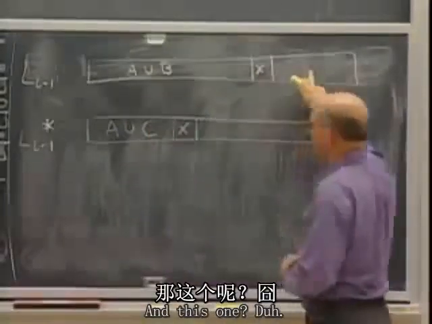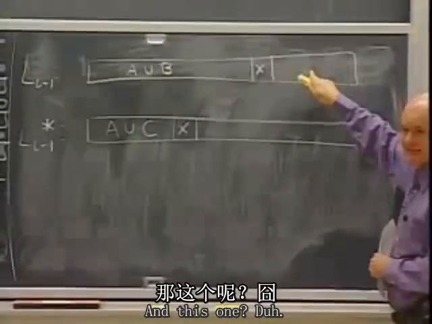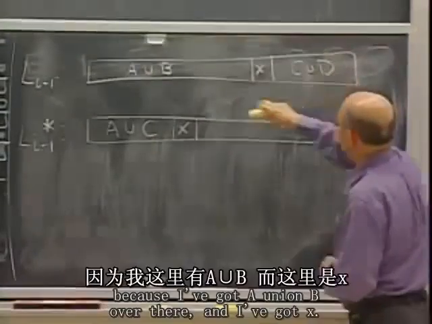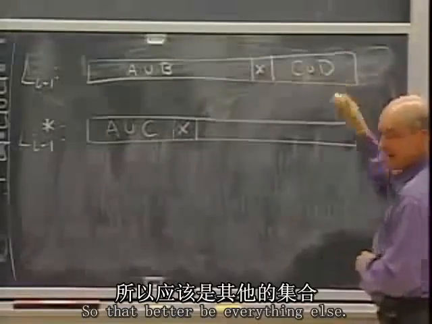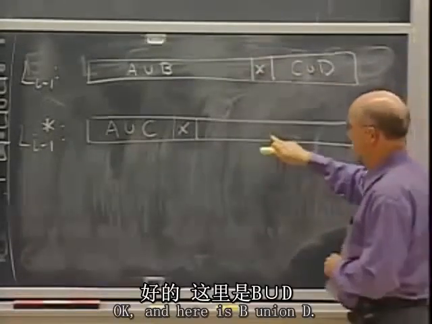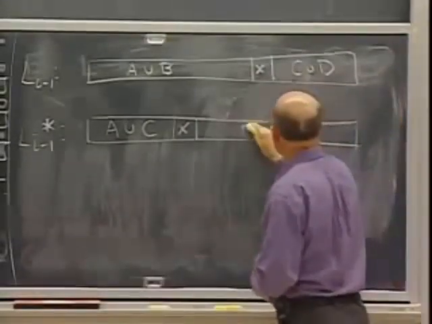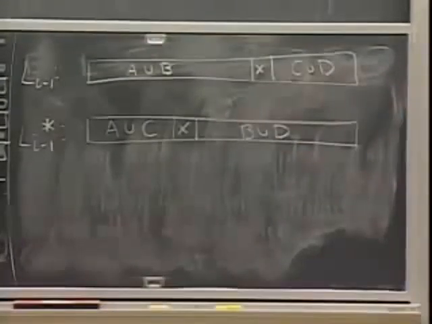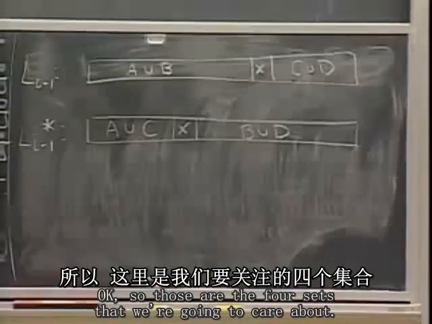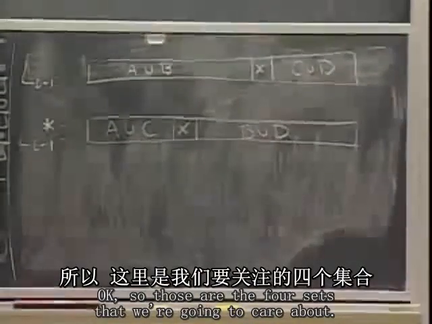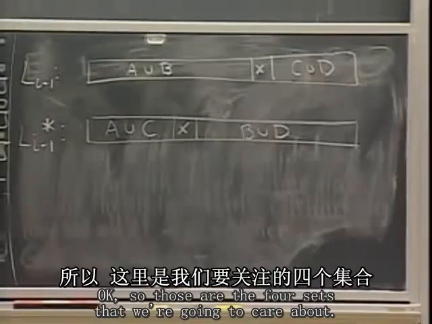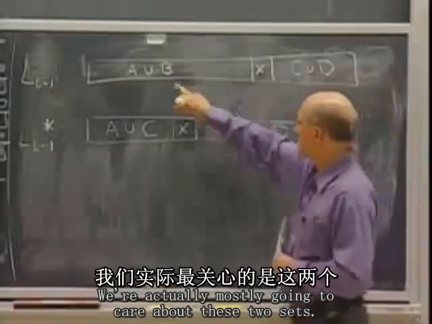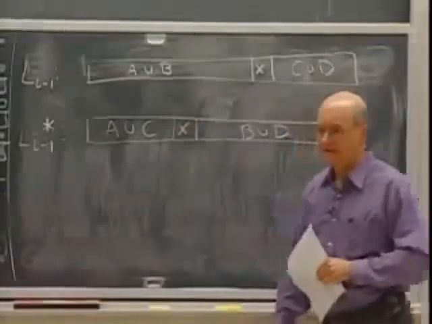And this one? Yeah, that better be C union D, because I got A union B over there, and I got X, so that better be everything else. And here is B union D. So those are the four sets that we're going to care about. We're actually mostly going to care about these two sets.